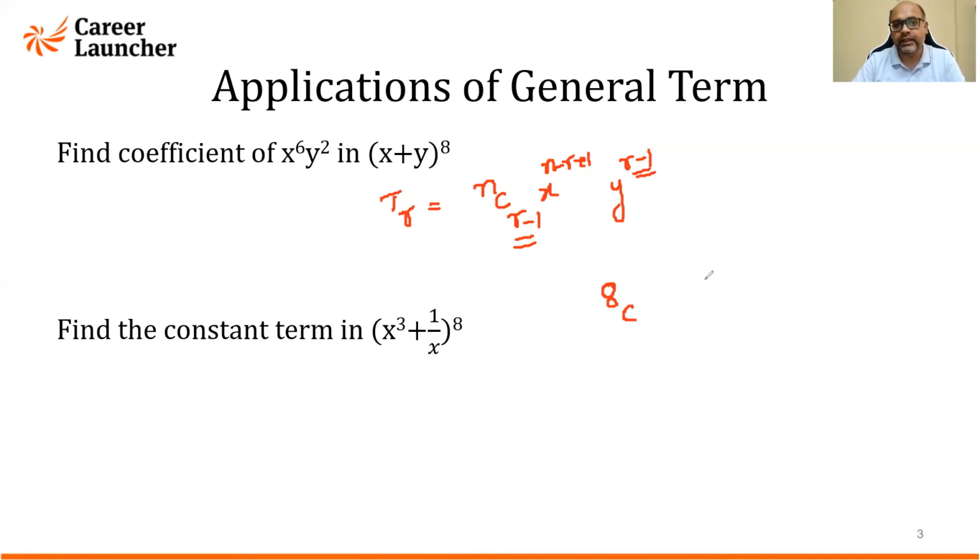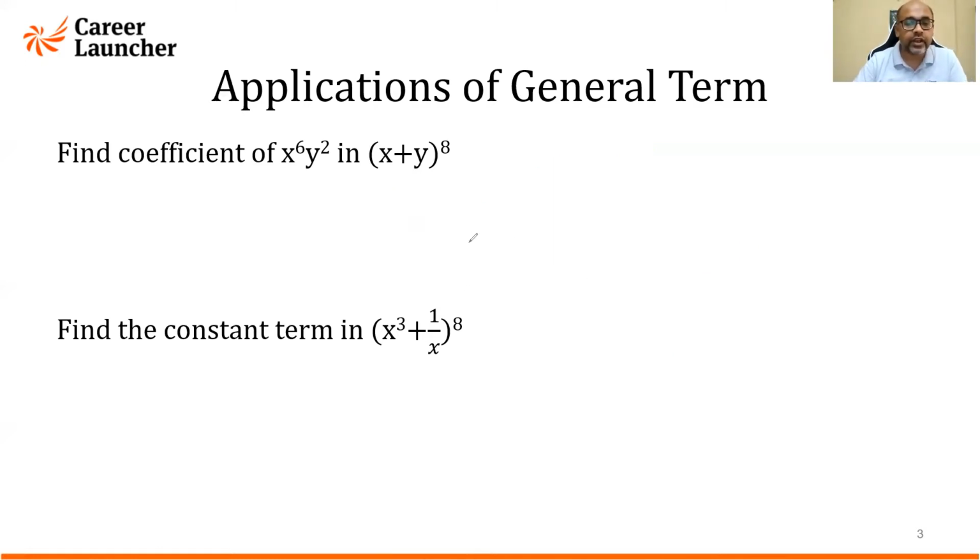So if you remember that, then very simply the coefficient that you want becomes 8C, and remember, this is x power 6 y square, so you will write this as 2, because this 2 and this 2 are supposed to be the same. Simple enough. Straight away the answer is 8C2.